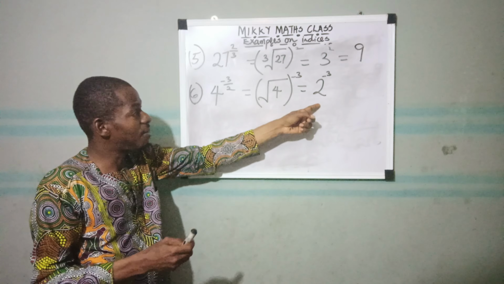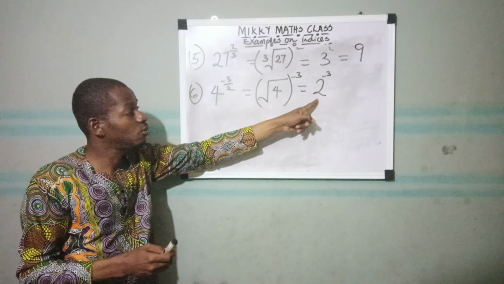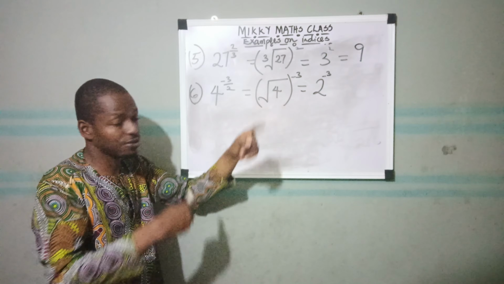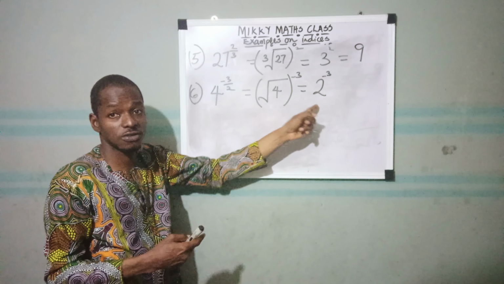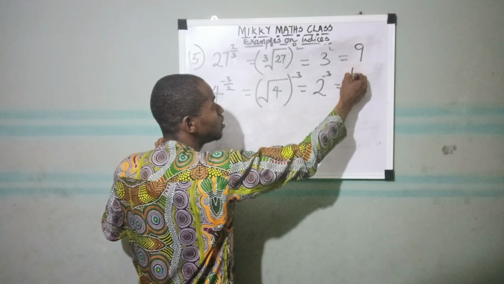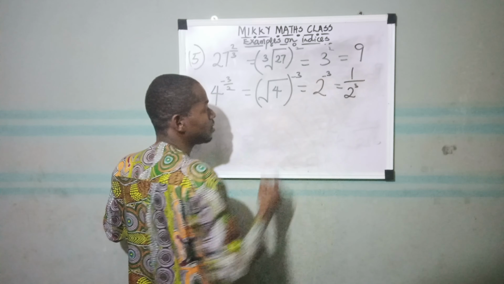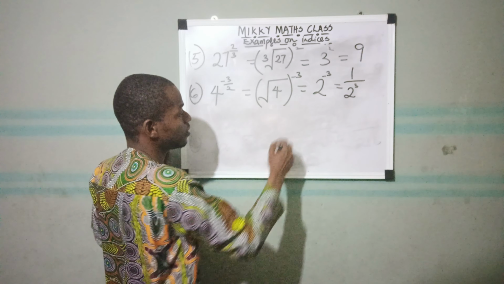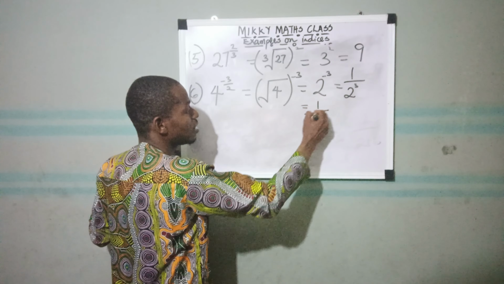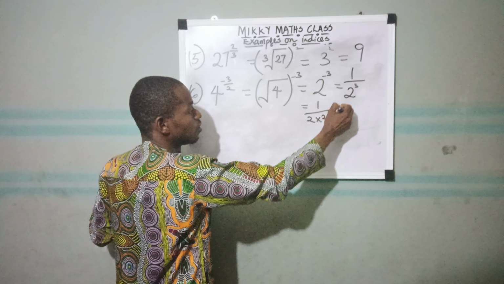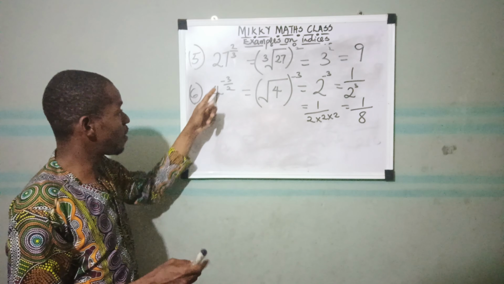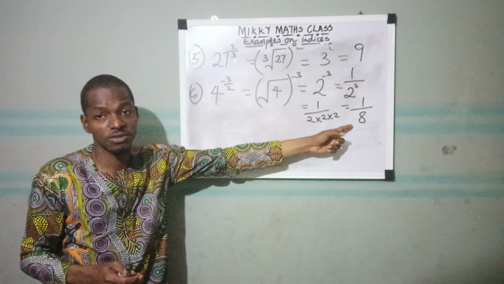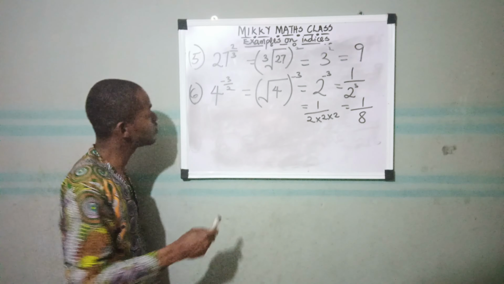That's 2 raised to the power of minus 3. Now, we are back to the negative index. For me to simplify it, I write this number as the reciprocal, in the positive form. Now this becomes 1 over 2 raised to the power of 3, which is 1 over 2 times 2 times 2. 2 times 2 is 4, 4 times 2 is 8. That's 1 over 8. So 4 raised to the power of minus 3 over 2 is the same thing as 1 over 8. Okay, we take the 7th example.